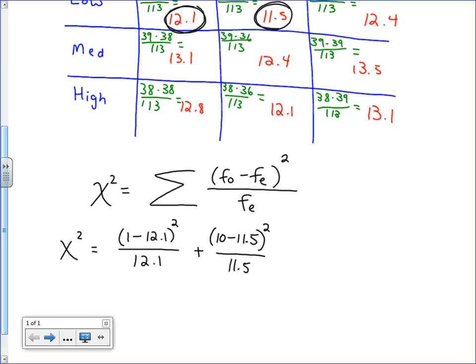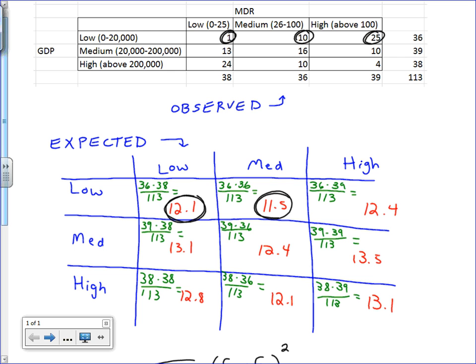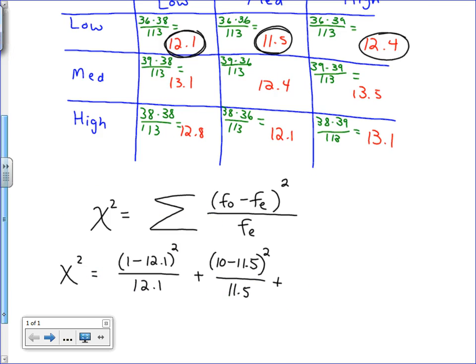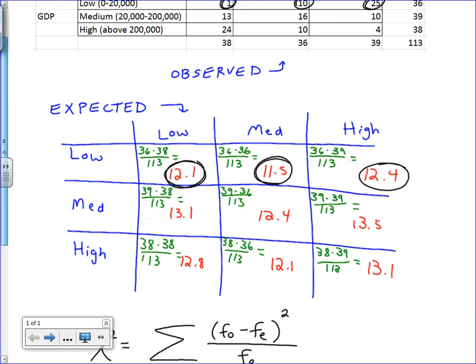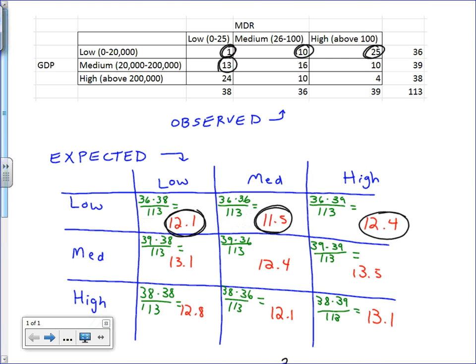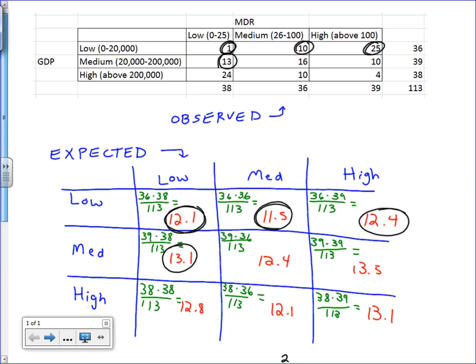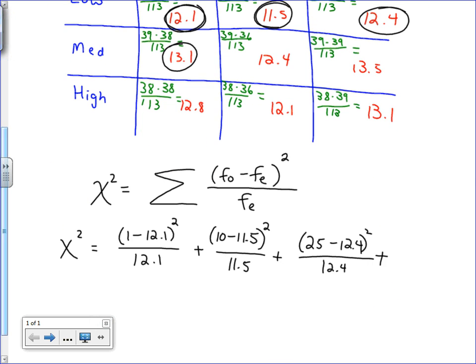Divided by the expected. The next one is going to be that 25 that we had here, as compared to 12.4. 25 and 12.4. Square that, so 12.4. And then you go down to the next row of your table and do that row as well. So it's 13 and 13.1. We put together. And I'm not going to go ahead and fill in all 9 of these. So that's what you would need to do. You need to fill in all 9 fractions for all 9 cells of your table with plus signs between them.